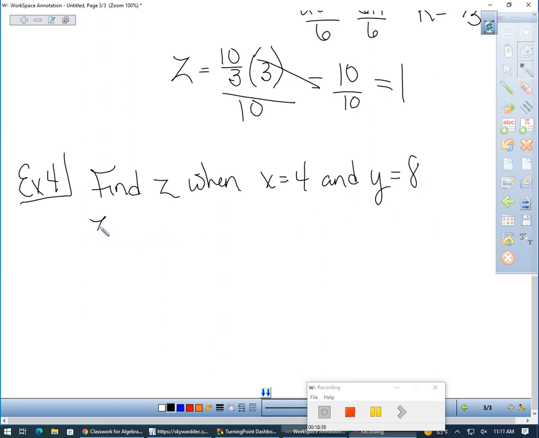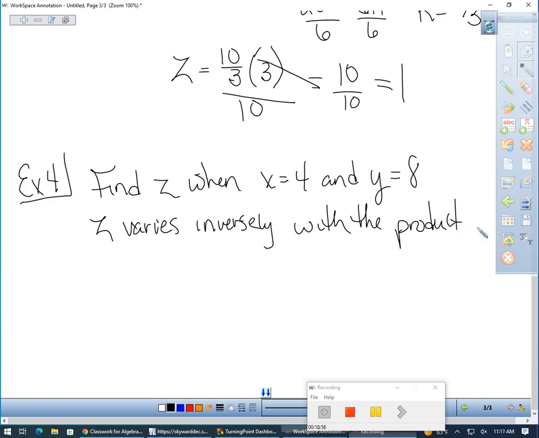And then it tells you that z varies inversely with the product of x and y, when x equals 2, y equals 4, and z equals 1/2.